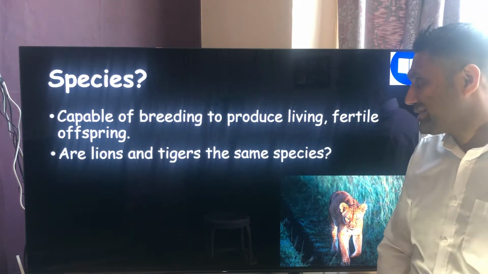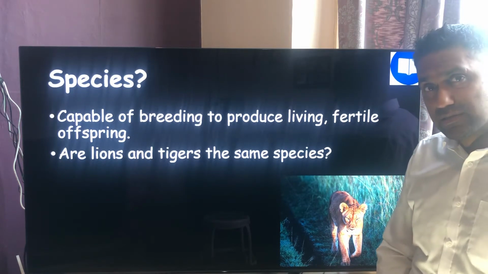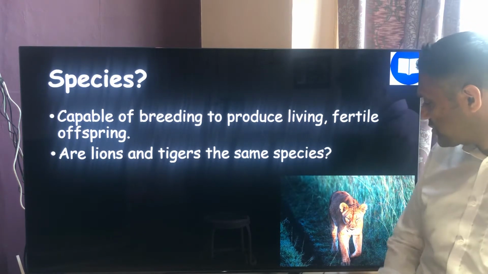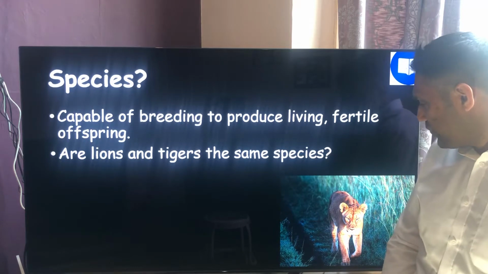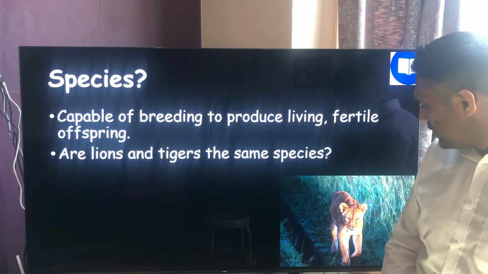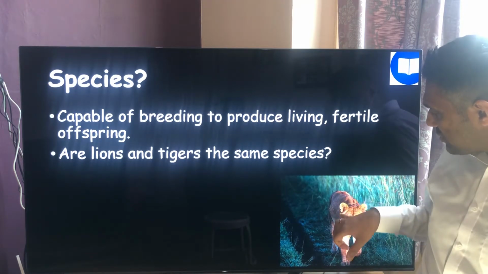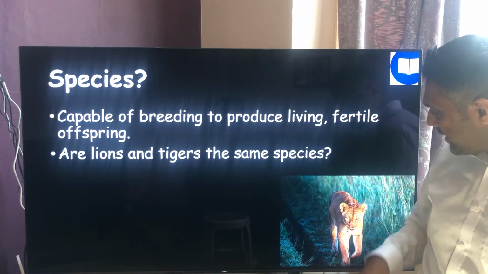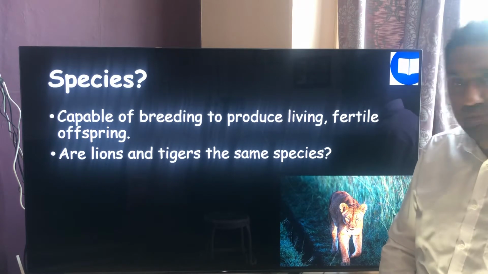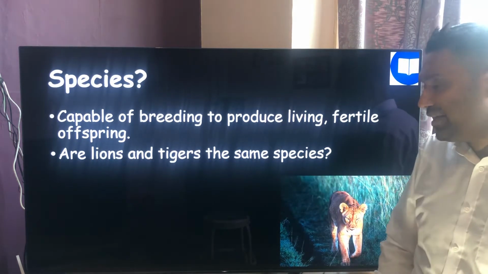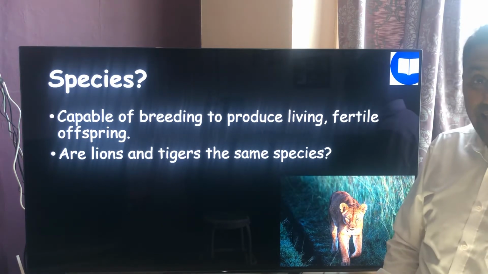So are lions and tigers the same species? That's the question I'm asking you. So here I've got a picture. Do you recognise this animal? Well, this animal does look a little bit like a lion, but if you notice, it's got some stripes back there. It's actually a hybrid of a lion and a tiger. It's known as a liger.